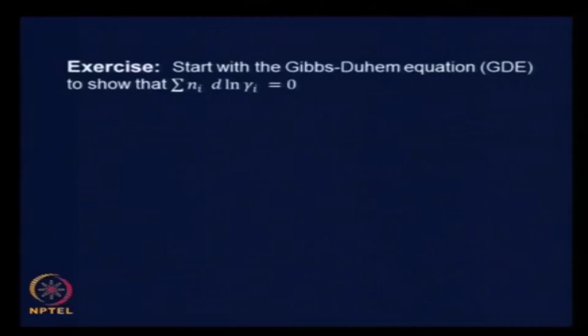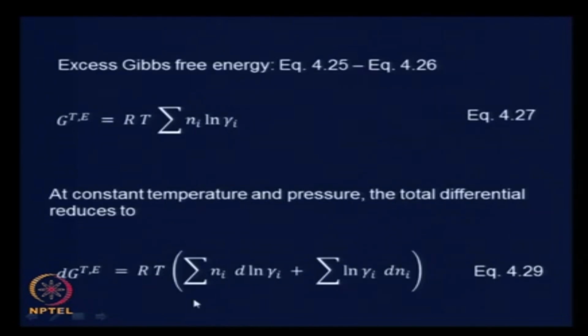What is required is very simple. Start with the Gibbs-Duhem equation, which I will abbreviate as GDE, to show that sum over Ni d ln gamma i equals 0. How is it relevant here? Remember the previous equation. Here, Ni d ln gamma i summed over i. We are going to show that this term goes to 0.